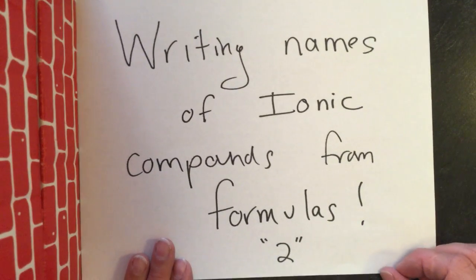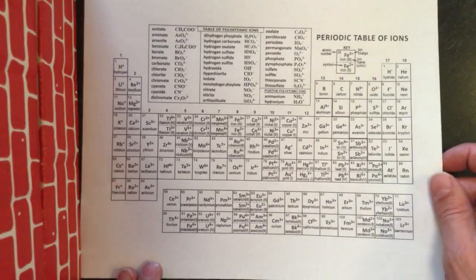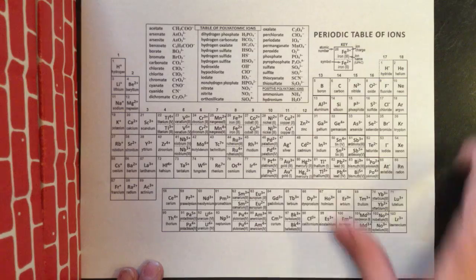Writing names of ionic compounds from formulas, part 2. And remember, you are going to need that periodic table of ions to help you through this.